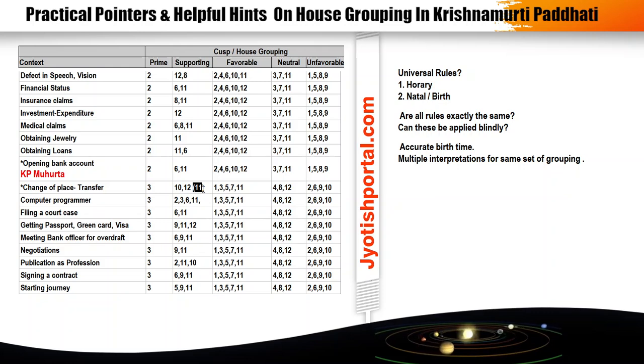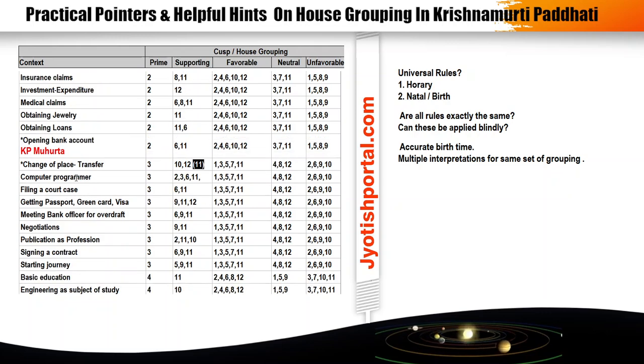The change of place and transfer is one part, where the 10th house, if it is also indicating the 3 and 12, then that is the time most likely to have a transfer or a change of place. But in that grouping, if the 11th is also appearing, then we can tell the person that he or she will have a good time when they move to a new place.